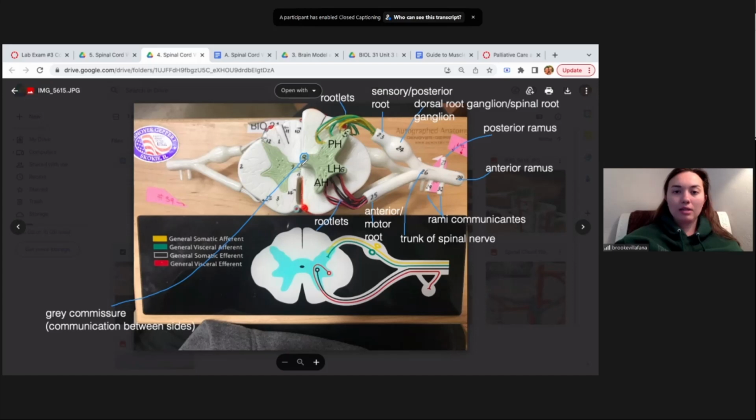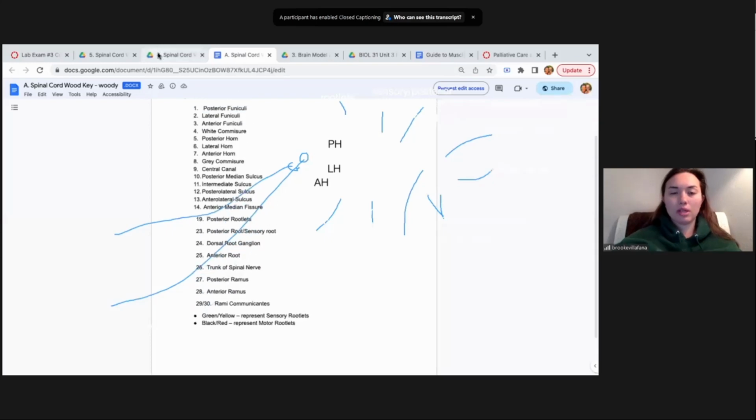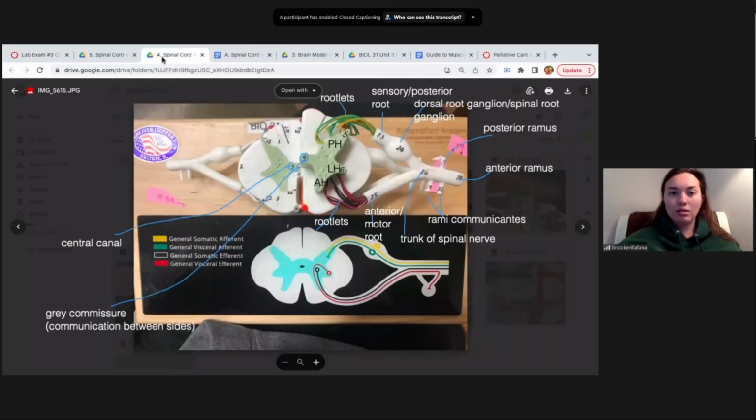Number 9 has a little tiny arrow, and it's pointing to the central canal, which when you guys are actually in lab, it's a lot easier to see the central canal, but it's like a little tiny canal that runs down the center. Okay. 4 should be the white commissure that joins the two sides of the white, which it is. So number 4 right here, kind of joining the two sides of the white matter. So this is your white commissure.